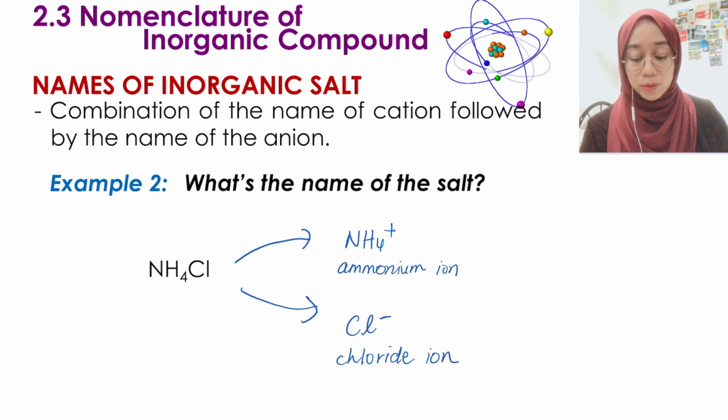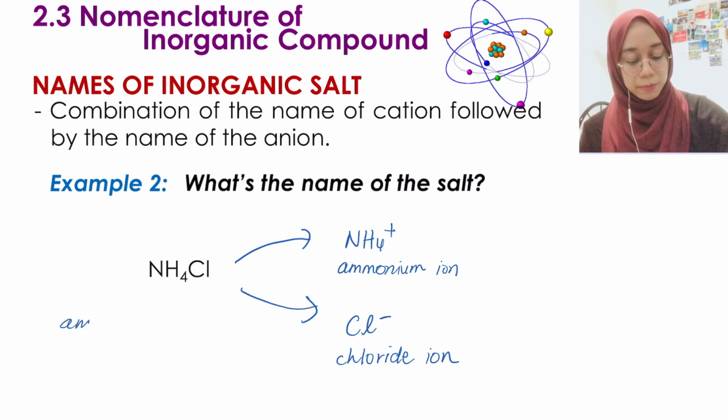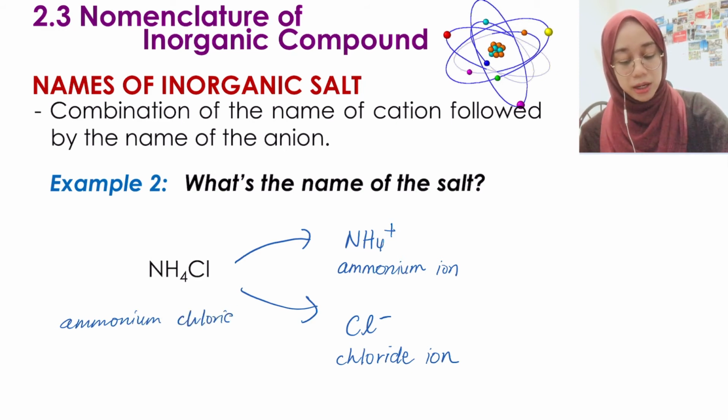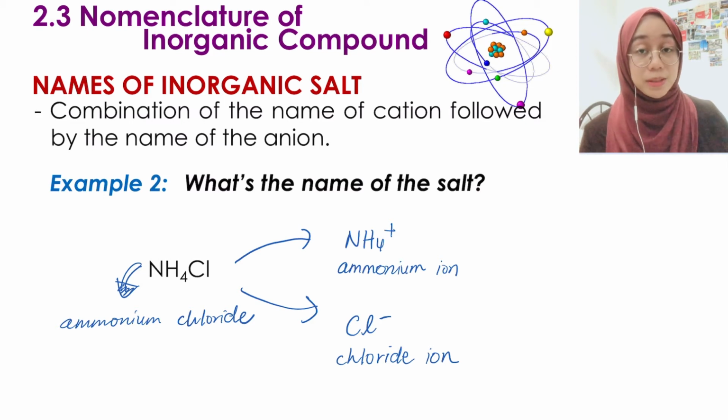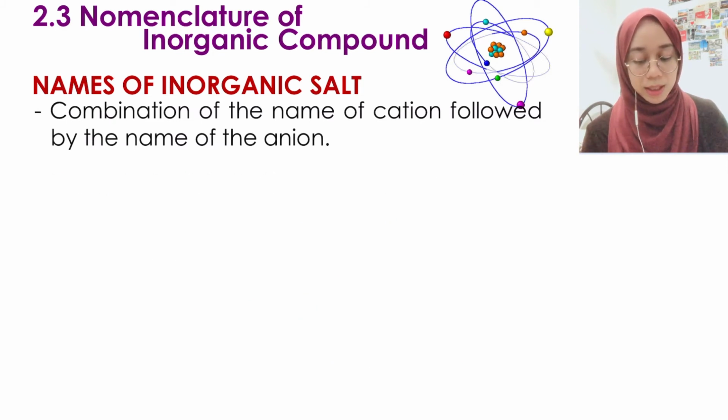Okay, so the first one kita ambil cation dahulu. Okay, so cation ammonium, and then kita ambil dia punya anion chloride. Therefore the name of the salt is ammonium chloride. Very simple kan? Okay, so nama dia ammonium chloride. Gabungkan saja nama dia. Tak masalah kat situ. Okay, but now kita nak belajar pula.